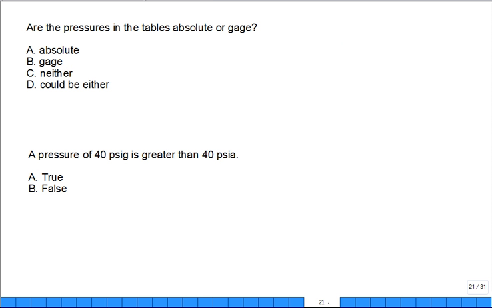Are the pressures in the tables absolute or gauge? And the pressure of 40 psig, is a pressure of 40 psig greater than 40 psia? True or false? All right, well, how about this one? The absolute pressure are in the tables. The tables are the steam tables. The tables are for refrigerant 134A, the refrigerants for ammonia, the refrigerants for propane. There's a lot of tables, right? And there's pressures in there. And a lot of times they just say kPa. Is that absolute or gauge pressure?